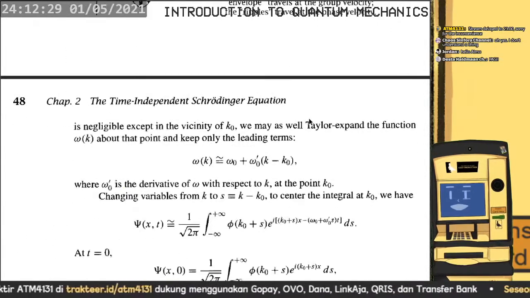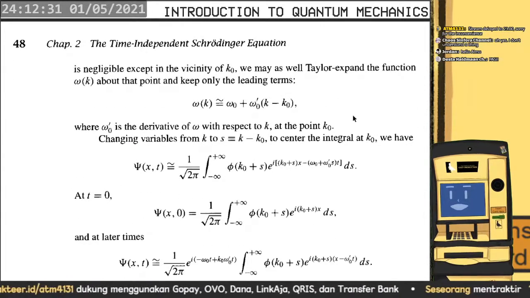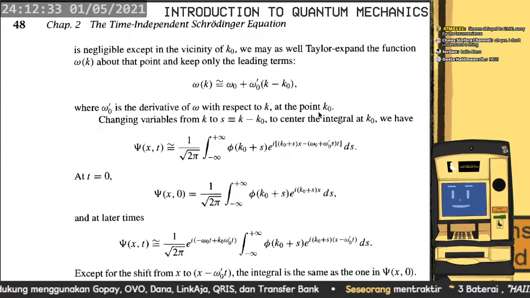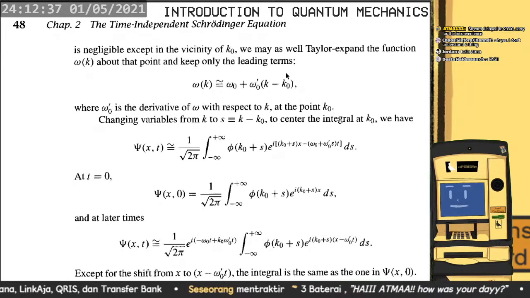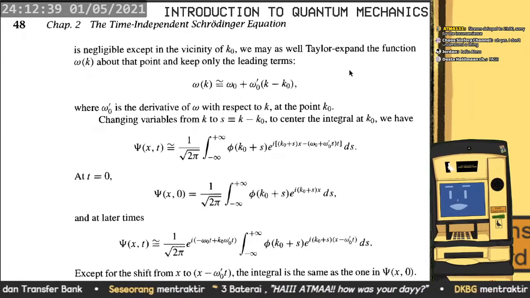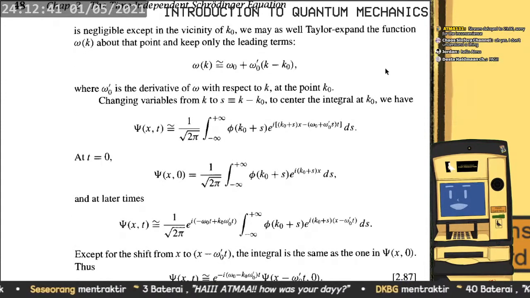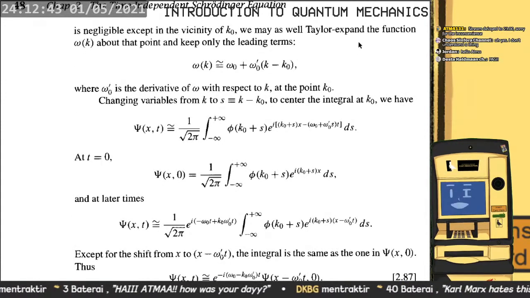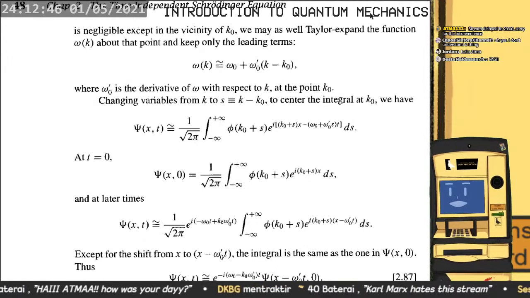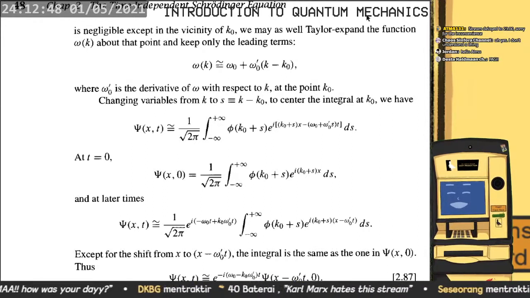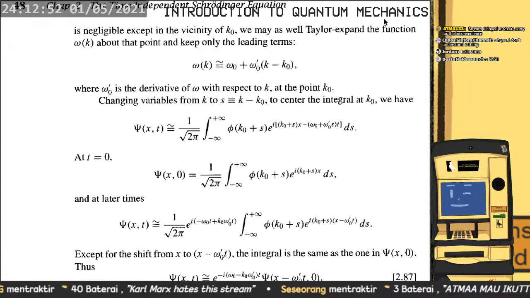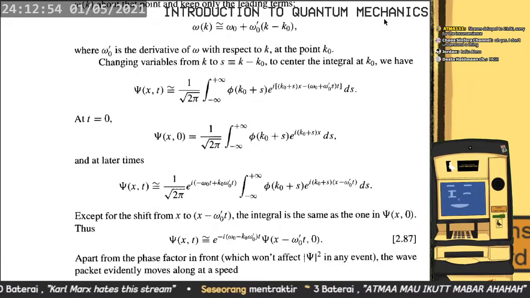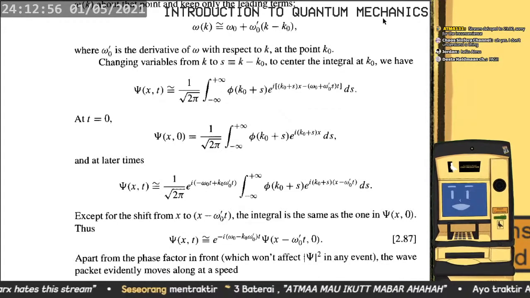Since the integrand is negligible except in the vicinity of k0, we may as well Taylor expand the function ω(k) about that point and keep only the leading terms. Here, ω0' is the derivative of ω with respect to k at the point k0.